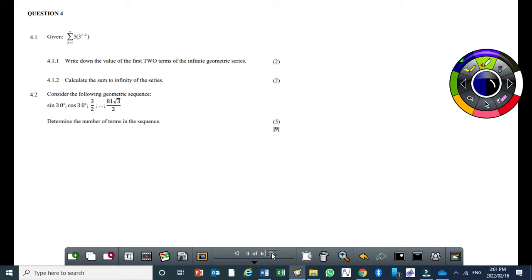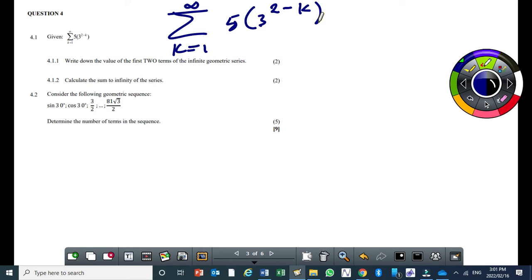Like 4.1, right? You are given the sigma notation. Okay, it's not very clear to you, but let me write it down. It's a sigma from k equal to 1 up to positive infinity, right? Of 5 times 3 to the power of 2 minus k. Okay, so that's the sigma notation.